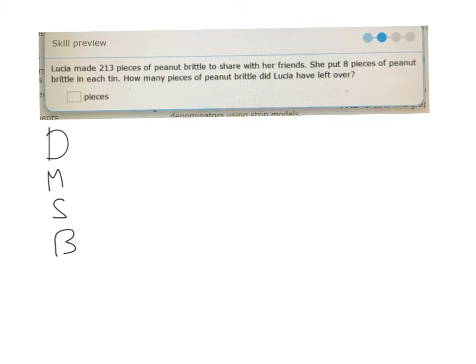We've already got our steps on the side. So we're going to do 213 divided by 8. How many groups of 8 can we take out of 213? And then the question is actually asking us how many pieces of brittle will be left over. So we'll get a remainder. She won't have a perfect number to fit in those tins for her friends. She'll have some left over that she can eat for herself. So first step, divide. How many 8s can I take out of 2? 0.